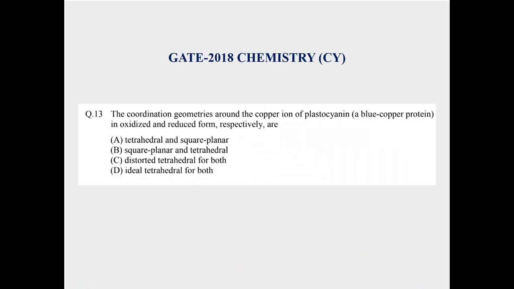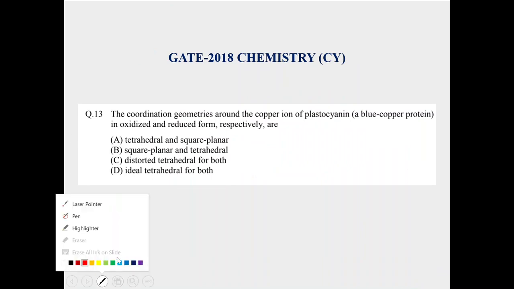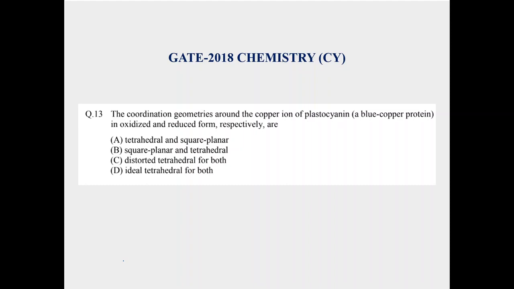Moving on to the next question, which is question number 13. Here the question is: the coordination geometries around the copper ion of plastocyanin, a blue copper protein, in oxidized and reduced form respectively are option A, tetrahedral and square planar, option B, square planar and tetrahedral, option C, distorted tetrahedral for both, and option D, ideal tetrahedral for both.